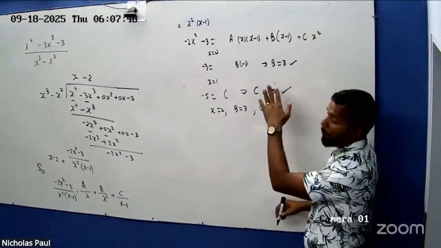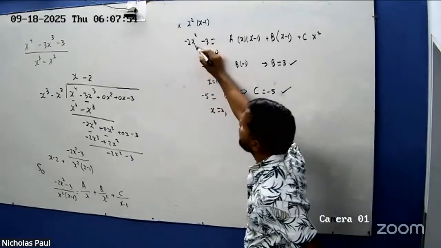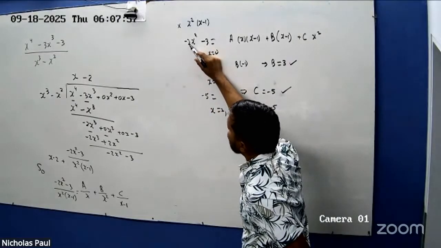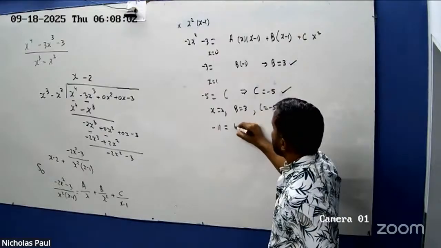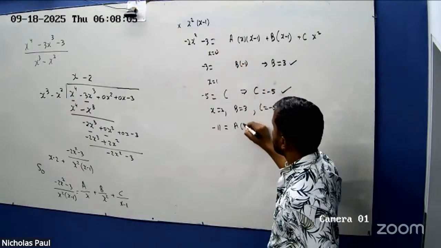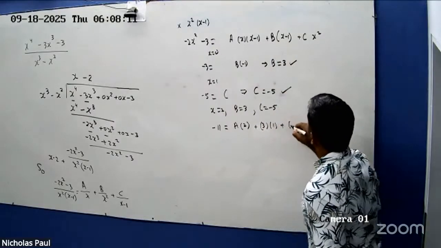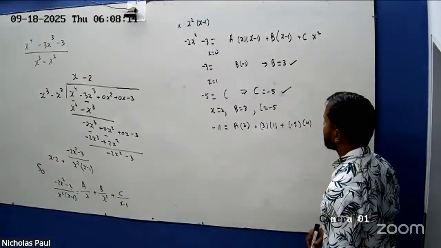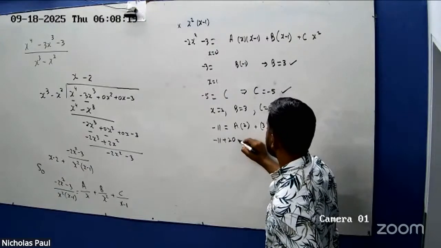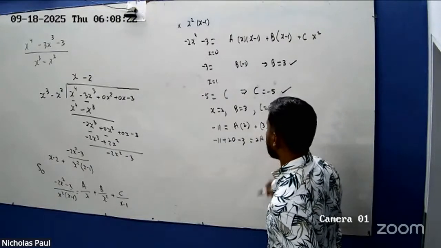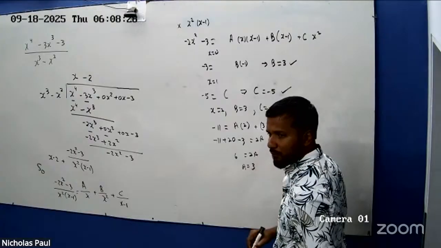Or you could compare coefficients, right? Any one could work. So when I plug in 2, 2 squared is 4, by minus 2 is minus 8, minus 11. By a, 2 by 1 is 2, plus 3 by 1, plus minus 5 by 4. So I got minus 11 plus 20 minus 3 is 2a. So I got 6. So I got a to be 3 as well.